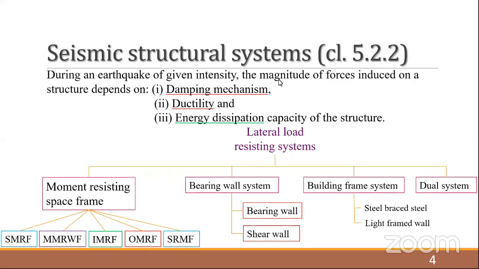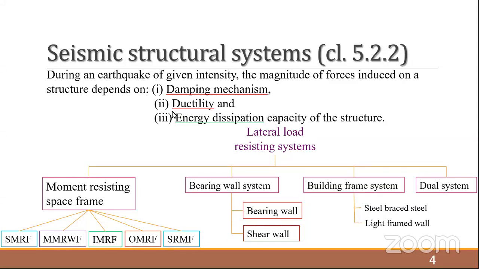It makes it brittle, so it will be prone to failure under relatively small deformation demands. For example, a brittle structure is an unreinforced masonry building, which will tolerate very little displacement before the onset of damage and failure.